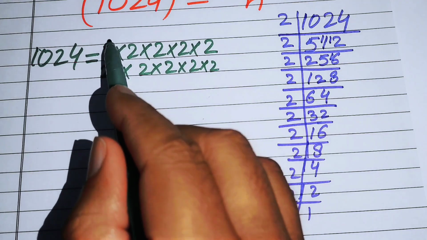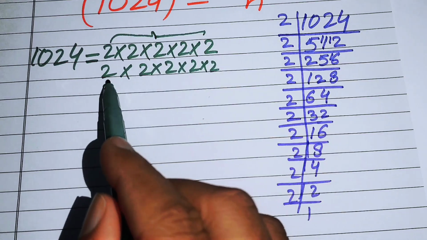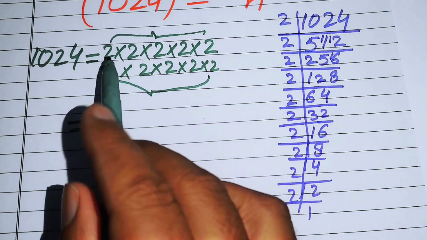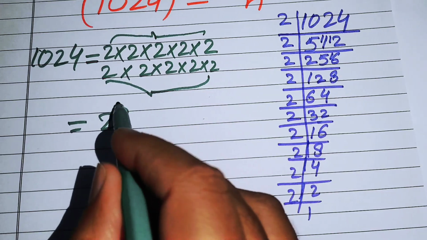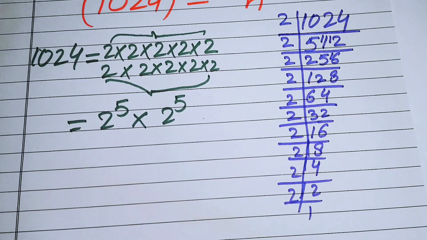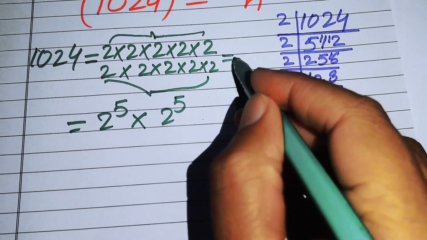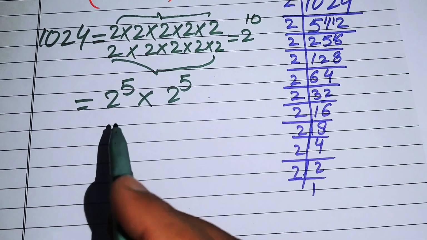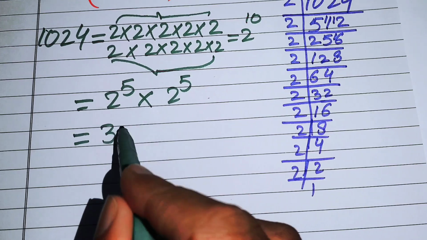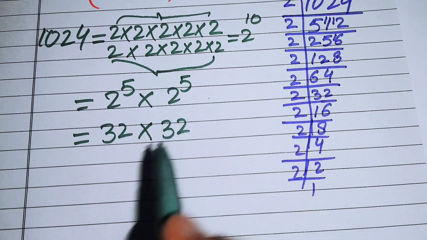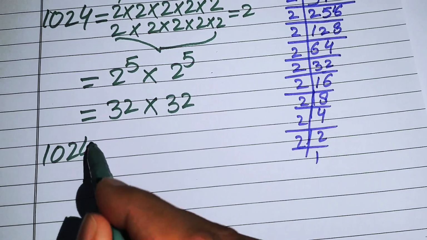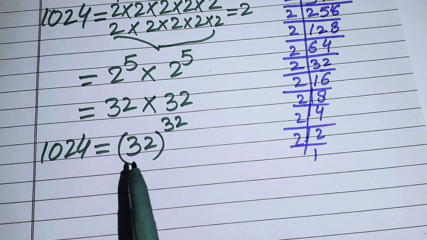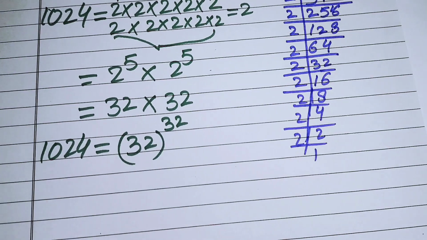Now I can write these 5 pairs of 2, and similarly these other 5 pairs of 2. So I can write it as 2 to the power of 2 times 5, because these pairs give 2 to the power of 10. We break this 2 to the power of 10 as 2 to the power of 5 into 2 to the power of 5. And you know that 2 to the power of 5 equals 32, and similarly 2 to the power of 5 equals 32. So we will write 1024 as 32 and its whole power 32, because when you open 32 to the power of 32, you will easily get 1024.